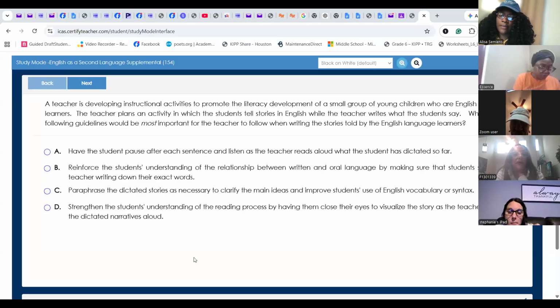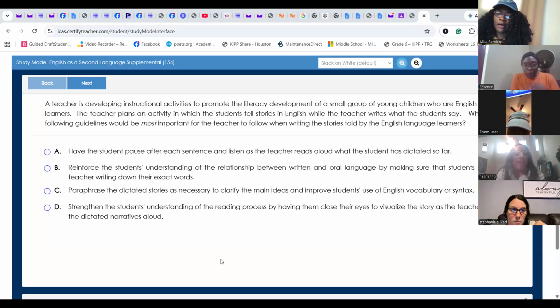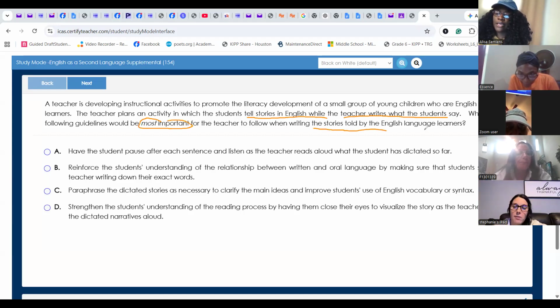All right, a teacher is developing instructional activities to promote the literacy development of a small group of young children who are English language learners. The teacher plans an activity in which the students tell stories in English while the teacher writes what the students say. Which of the following guidelines would be most important for the teacher to follow when writing the stories told by the English language learners? So I am going to just annotate what's important in each answer choice, and then we'll discuss the right answer.